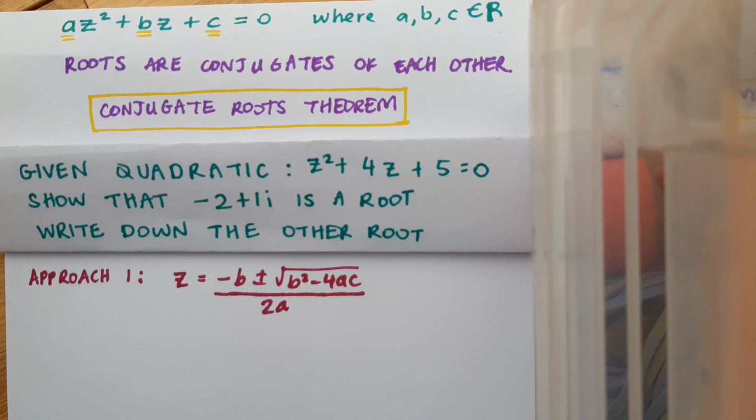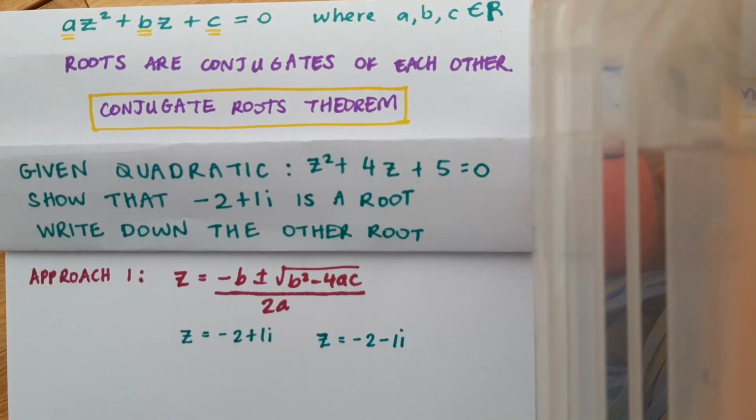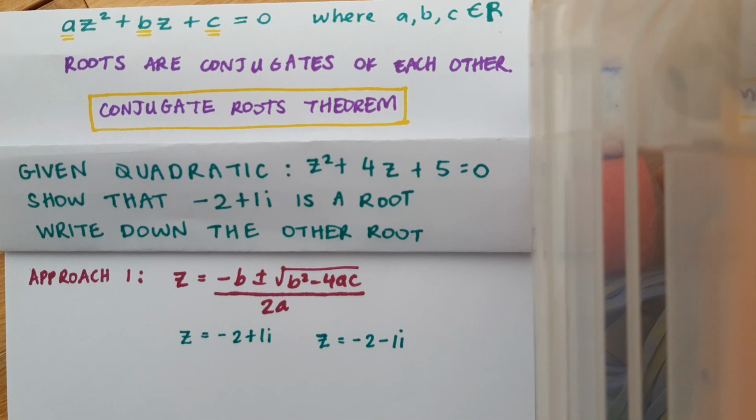And notice that this is the case because in this quadratic, the coefficients and the constant are 1, 4, and 5. So they are all real values. So take a moment, pause the video, work out your solutions to the minus b formula, and see if you get them correct. And following this approach, you find in fact that z is equal to minus 2 plus 1i, and the other root is minus 2 minus 1i. And that's what we expected to happen. We can see that these two roots are conjugates of one another.